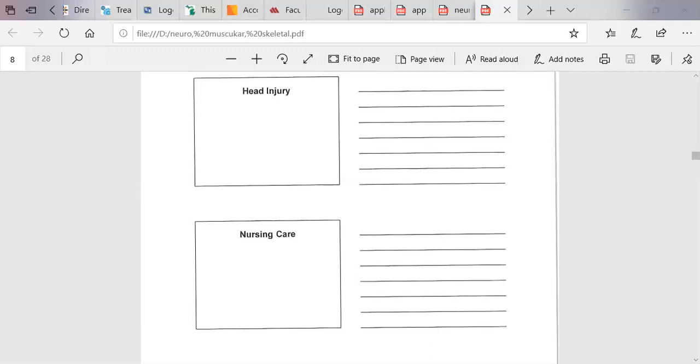All right, so you will see brain tumors on 1314. We have some different types of brain tumors. We have an astrocytoma. This is the most common.